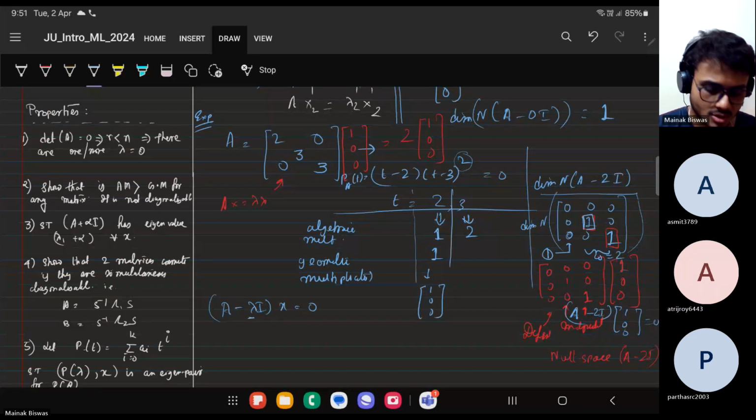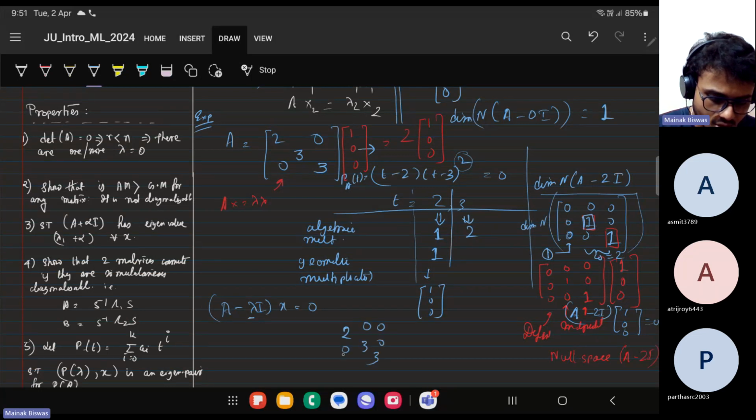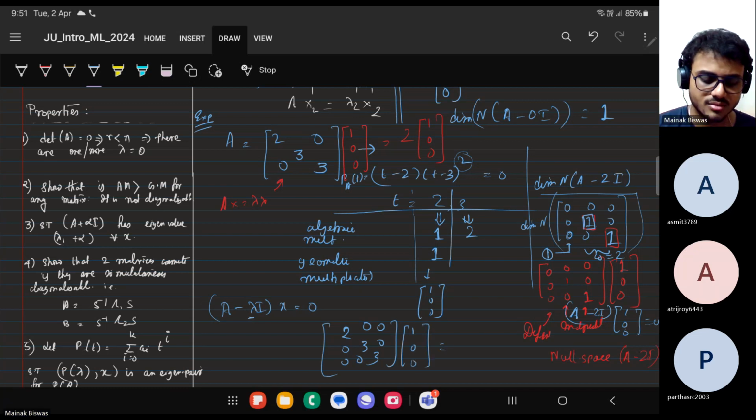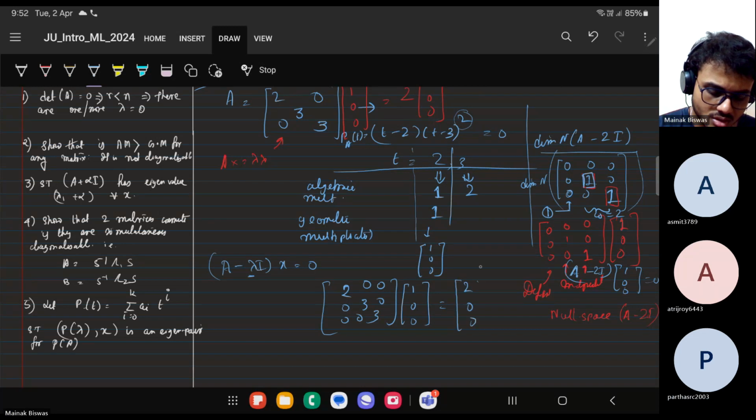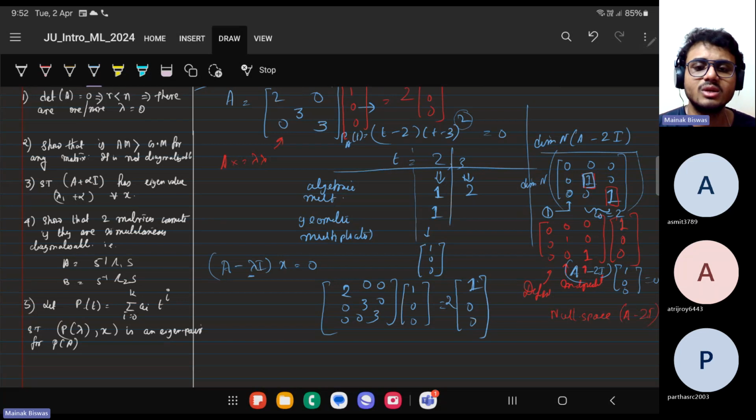Yes. So repeat means the matrix with rows 2, 3, 3, 0, 0, 0, 0, 0. What would happen if I multiply (1, 0, 0) to this? I'll get 2 times (1, 0, 0), which is (2, 0, 0). This is what you're telling me to repeat. Now tell me what I have to repeat. So this is lambda, understood. This is your x.